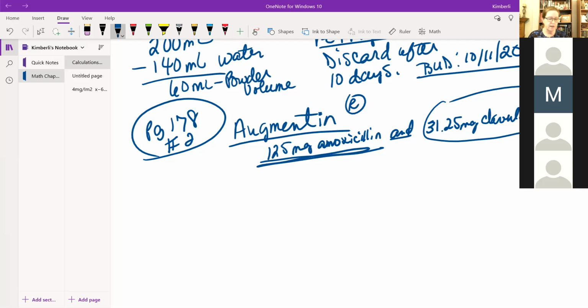So the clavulanic acid makes the cell wall of the bacteria more susceptible to amoxicillin. Because what's happened over years and years and generations is that the bacteria that causes middle ear infections has become resistant, and a lot of bacteria that cause all kinds of infections have become resistant to the antibiotics that we use now. So we're having to use stronger and stronger antibiotics.